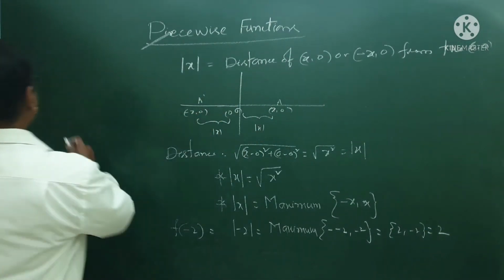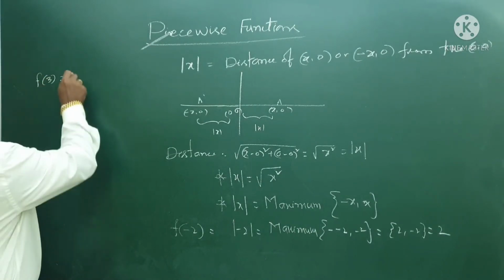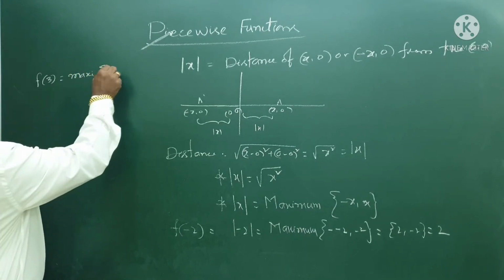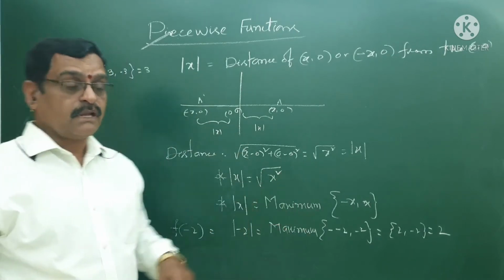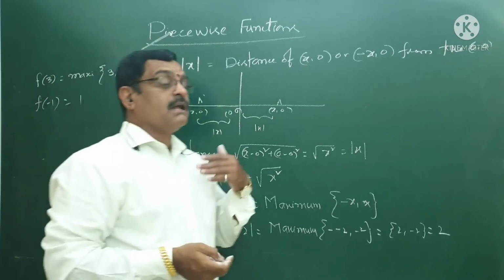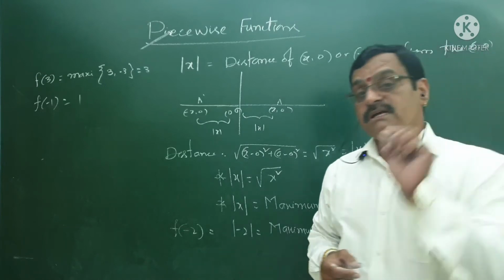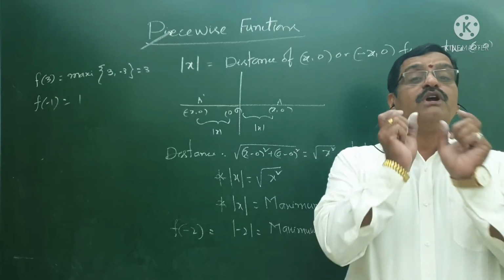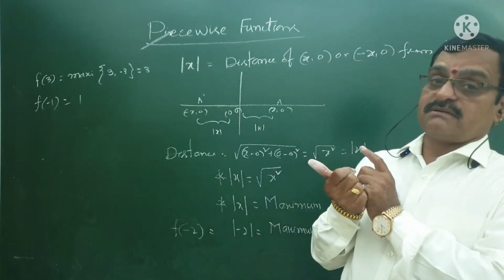Suppose I want to find f of 3. F of 3 is nothing but maximum of 3 comma minus 3, which is equal to plus 3. F of 3 is equal to 3. Okay, if I want to go for f of minus 1, obviously it is equal to 1. So here the mod of a negative number is just the distance of that number from the origin, because the distance is always positive. So to represent distance, we use this symbol.